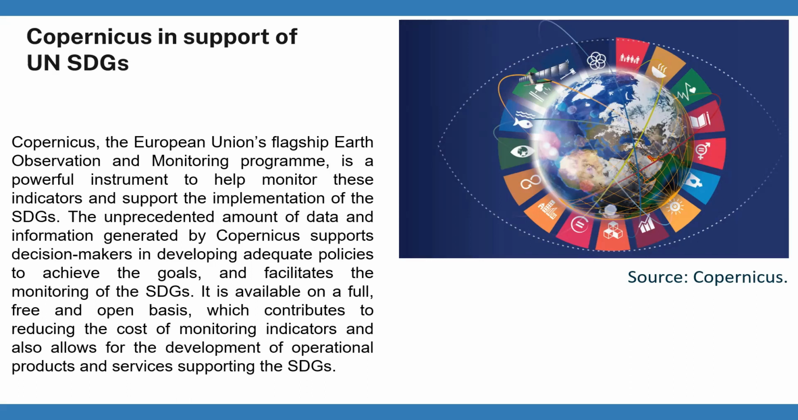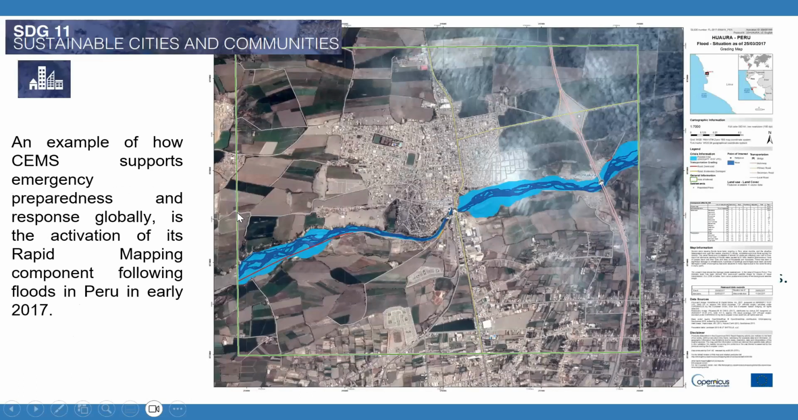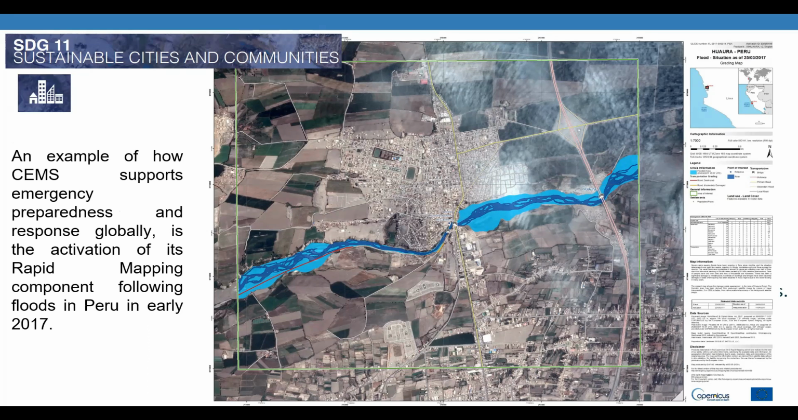It is important to emphasize that it is available on a full, free, and open basis, which contributes to reducing the cost of monitoring indicators and also allows for the development of operational products and services supporting the Sustainable Development Goals. For example, related with Sustainable Development Goal number 11, Sustainable Cities and Communities, here we have an example used by the Copernicus Emergency Management Service.